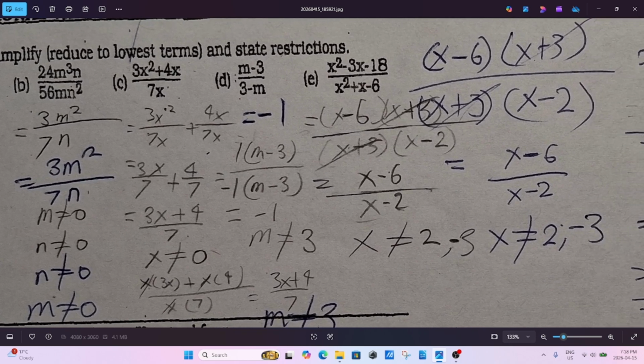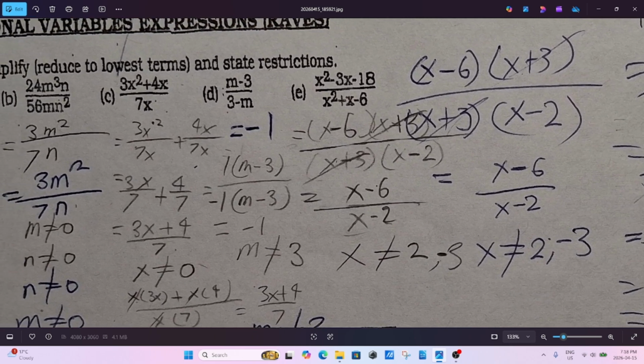Question D says m minus 3 divided by 3 minus m. So you can factor out a negative 1 from the bottom, and then it just becomes negative 1, and m can't be 3 because the m minus 3 cancels.